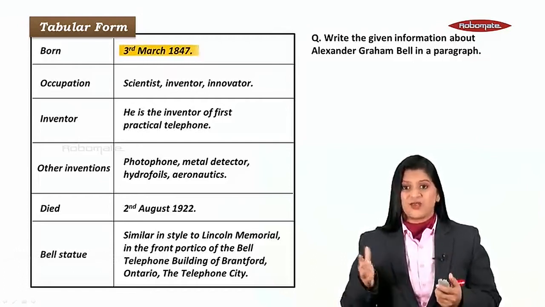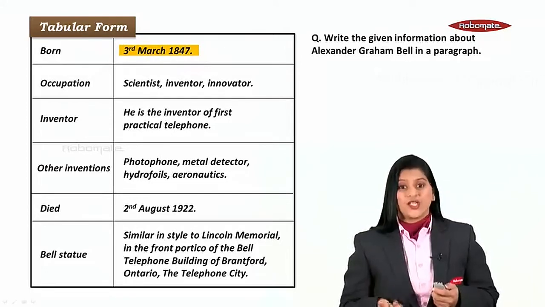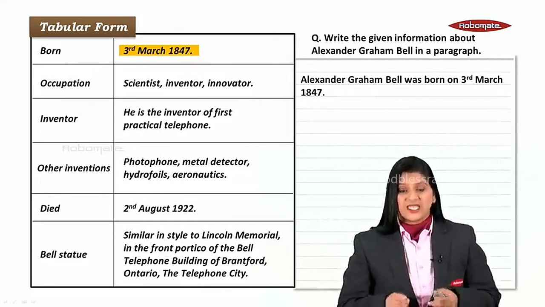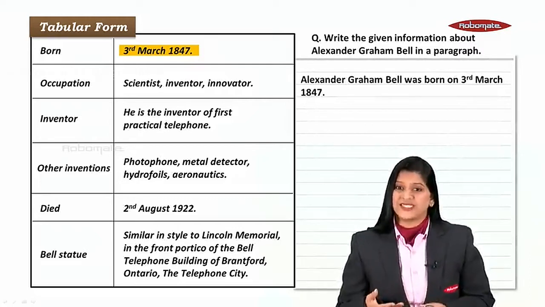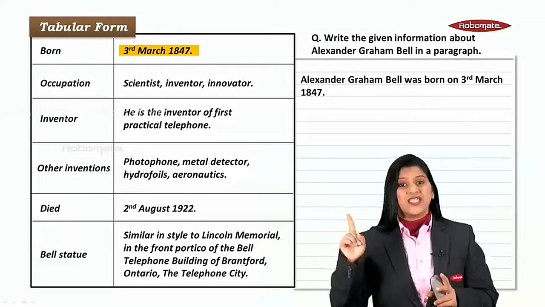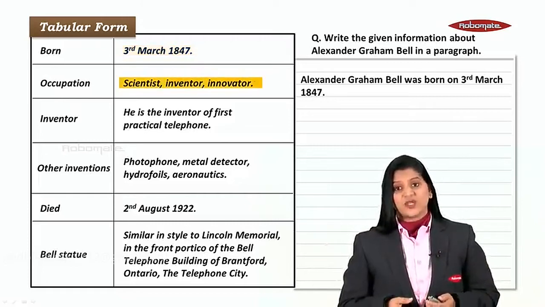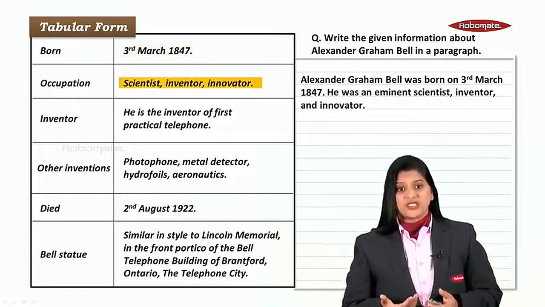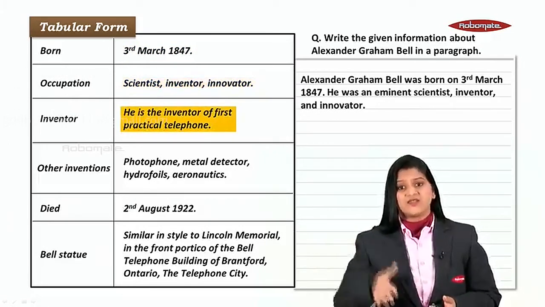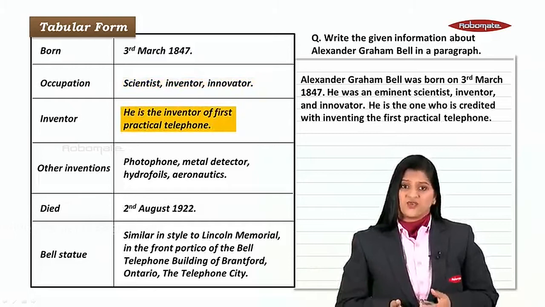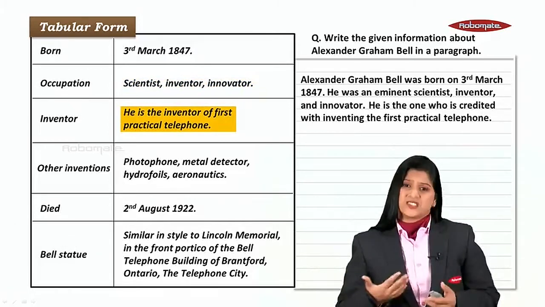So what are you going to do now? First, remember, he was born on 3rd March 1847. So now you will have to create your first sentence. Alexander Graham Bell was born on 3rd March 1847. Do you understand? The key words are to be put in the form of an entire sentence now. The next point is about his occupation. So he was an eminent scientist, inventor and innovator. Similarly, as an inventor, what did he do? He is the one who is credited with inventing the first practical telephone.